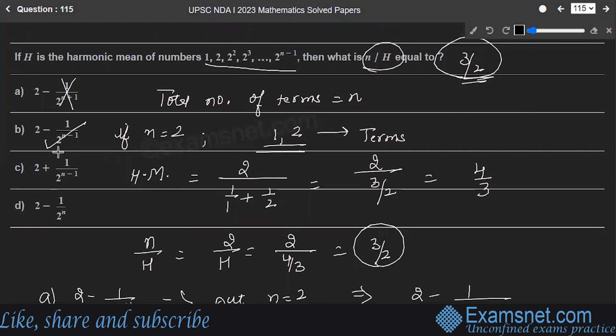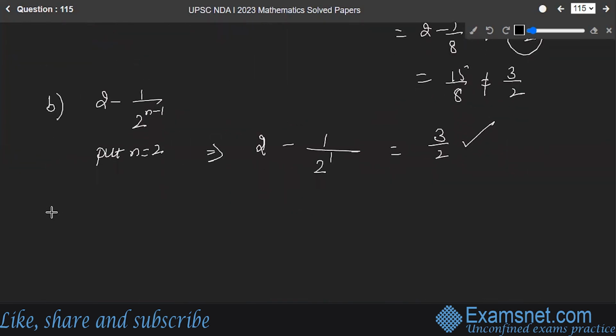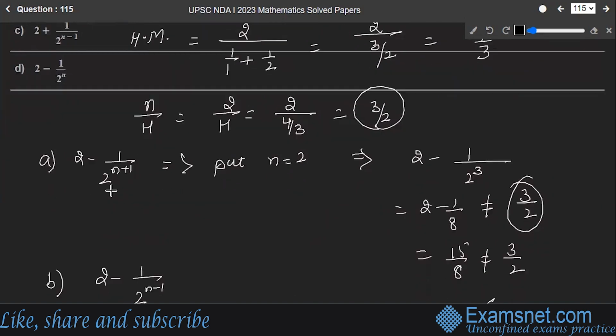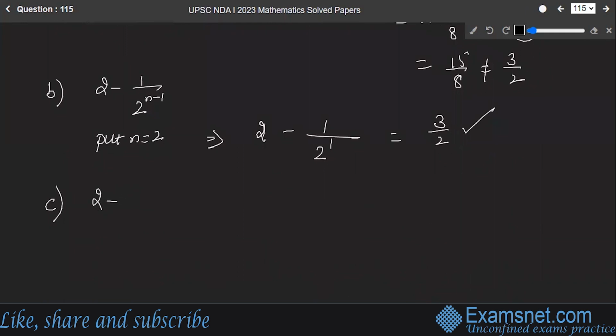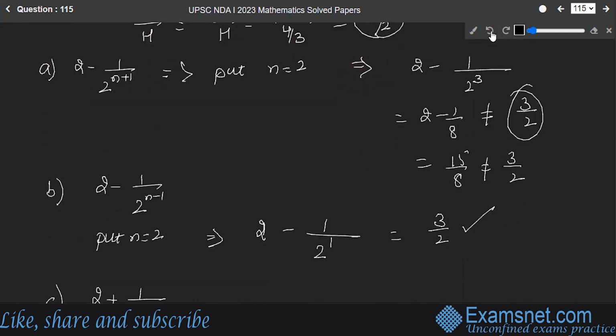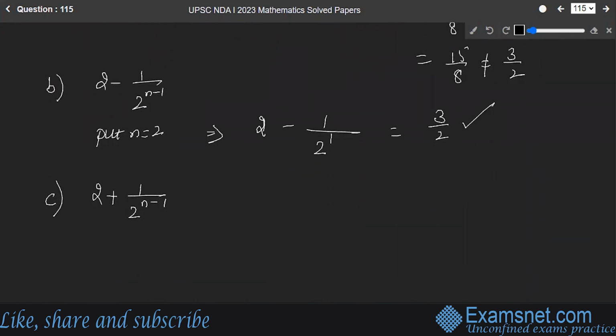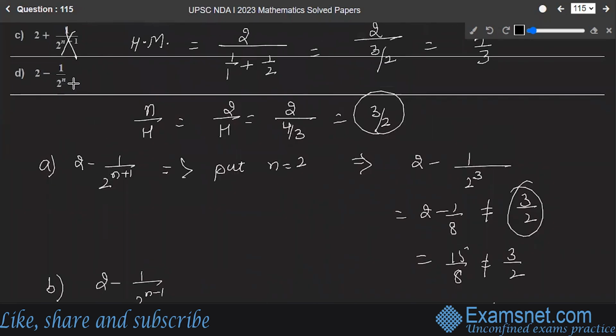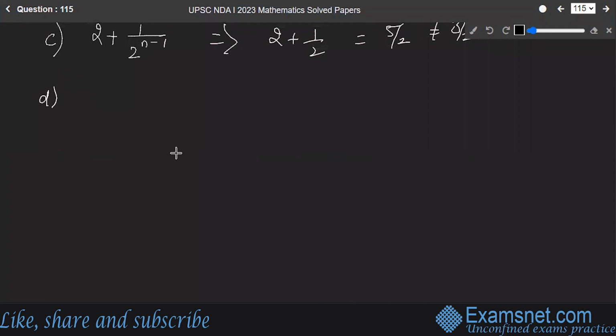Let's try C and D also. Anyways, in your question paper, you can skip this step for C and D because you don't have that much time. So don't go for C and D once you get the answer. I'm just explaining it over here. Next is 2 plus 1 upon 2 raised to power n minus 1. So now this is 2 plus 1 upon 2, which will give you 5 upon 2, which is not 3 by 2. So this one is incorrect. D, this is wrong. 2 minus 1 upon 2 raised to power n.